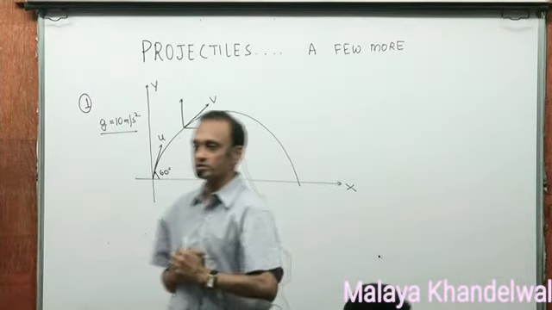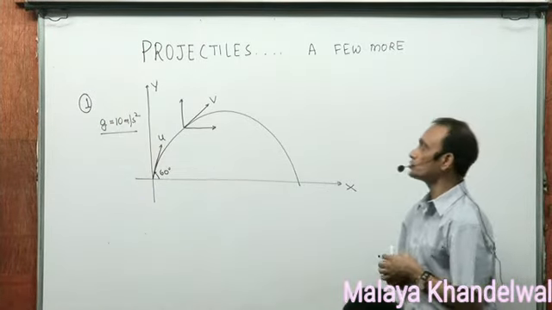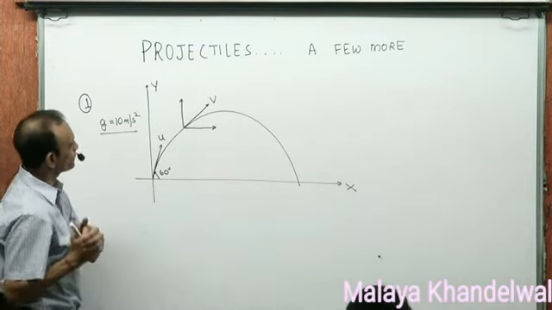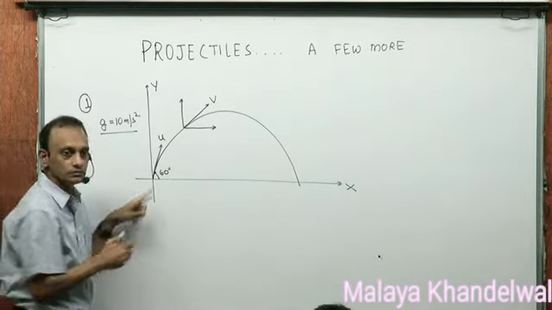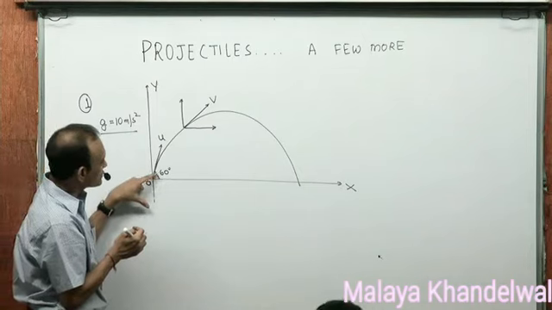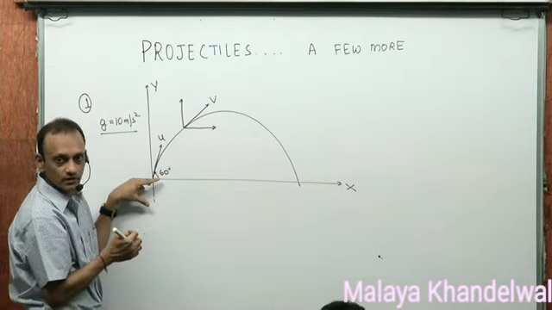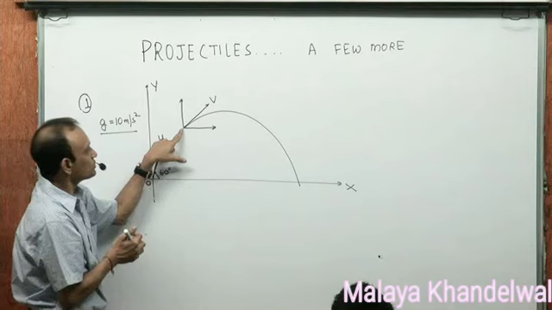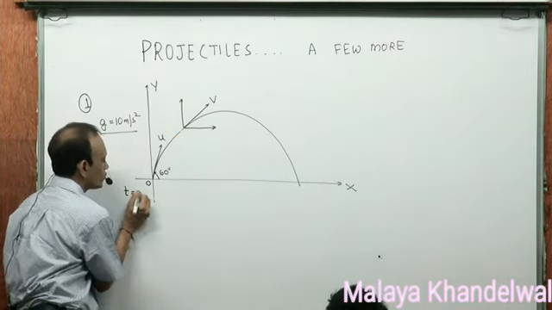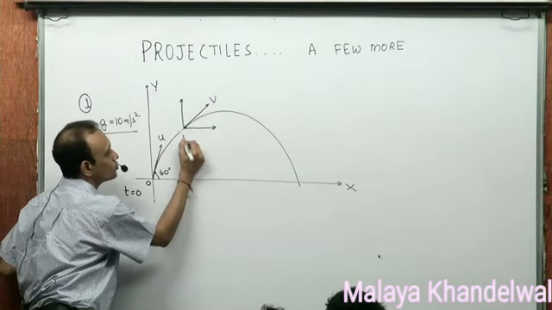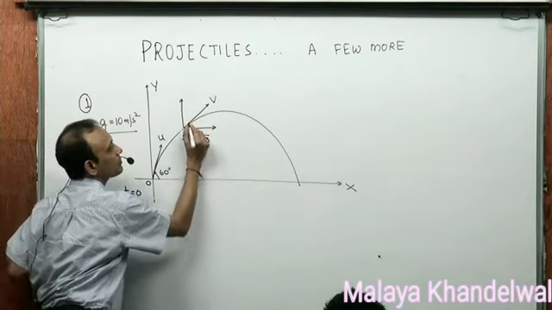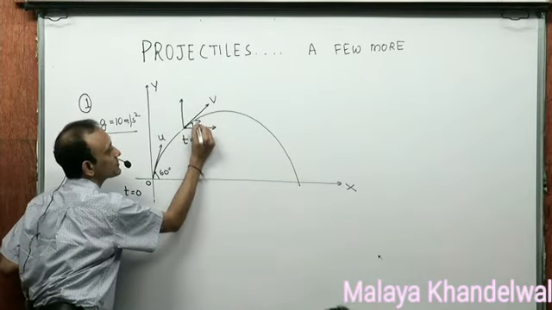Another bunch of problems, very basic problems on projectile motion, in the sheet titled Projectiles, a few more. So there is this particle launched from a point O, and its velocity makes an angle 60 degrees with the horizontal. Root 3 seconds later, if this was t equal to 0, this instant would be t equal to root 3.